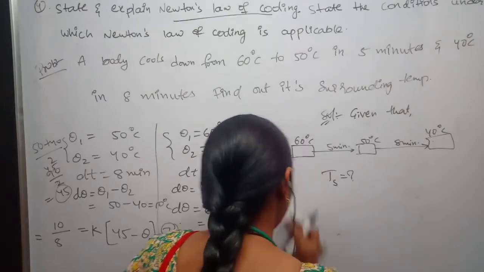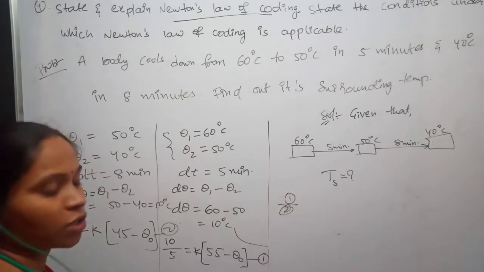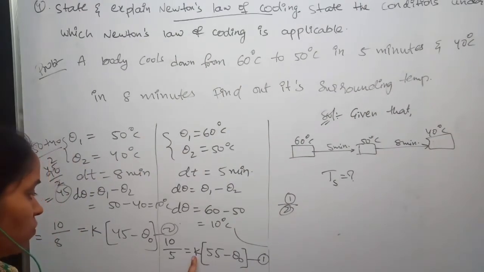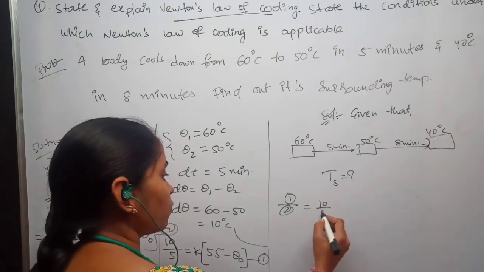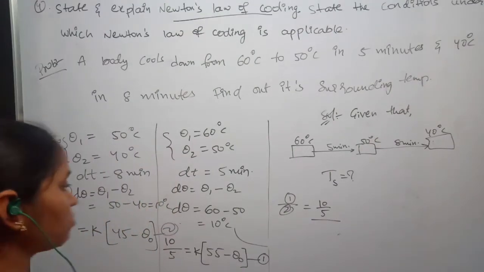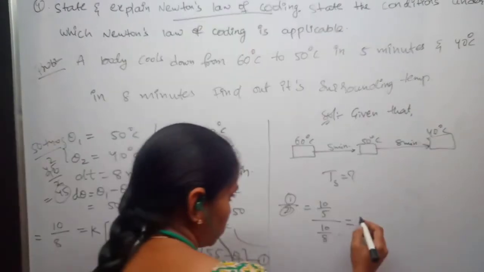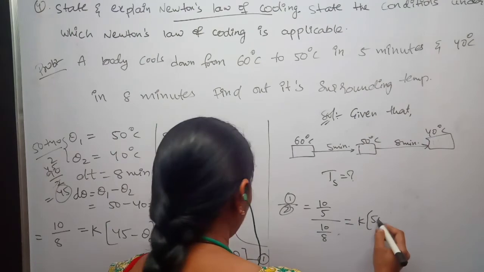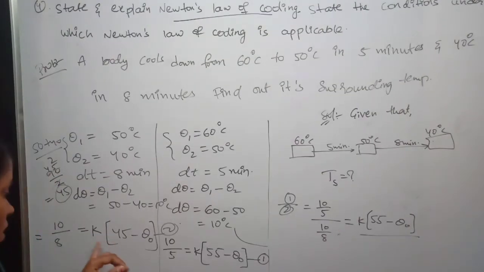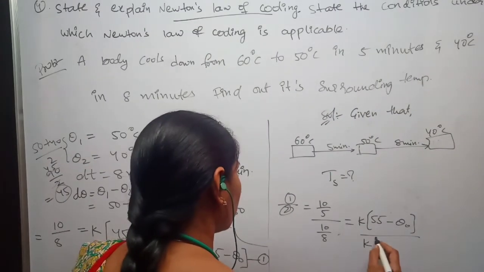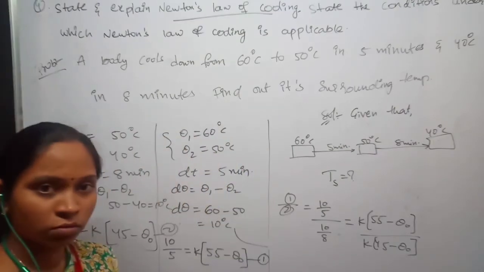Now what I am doing here is dividing equation 1 with equation 2. What is equation 1? 10 by 5 by 10 by 8, which is equal to k into 55 minus theta naught by k into 45 minus theta naught.